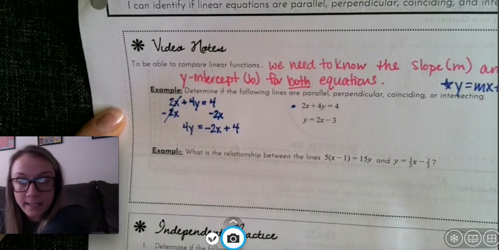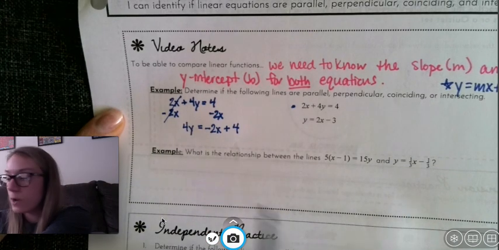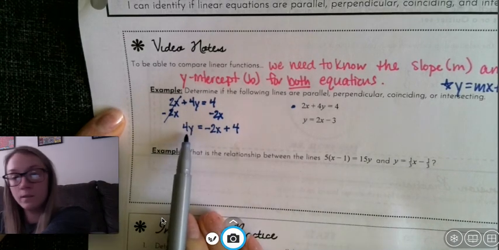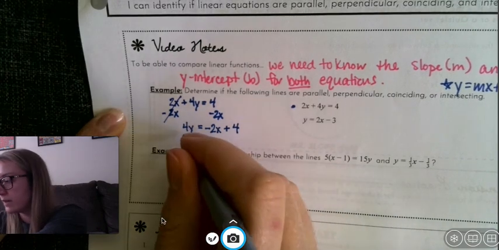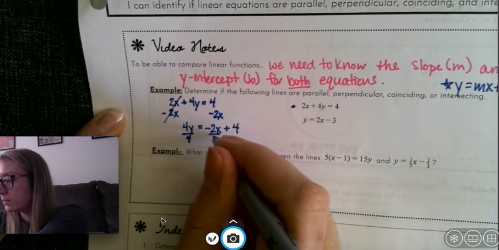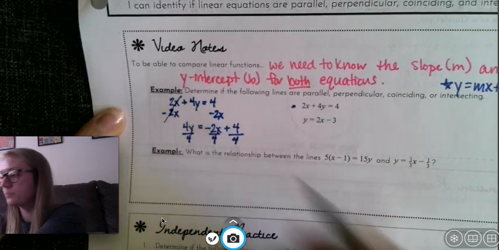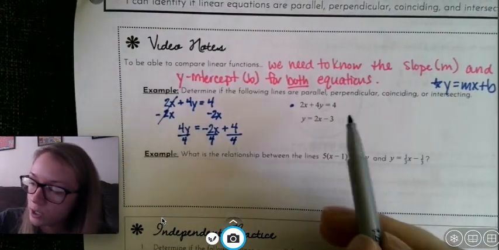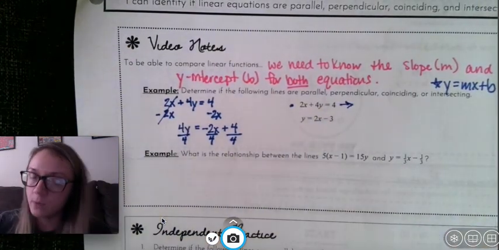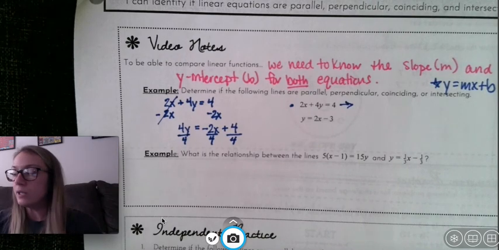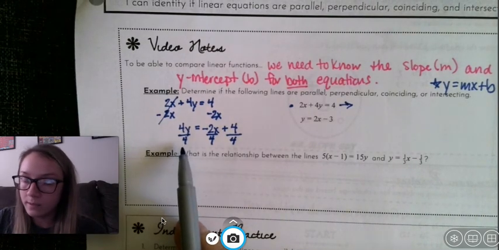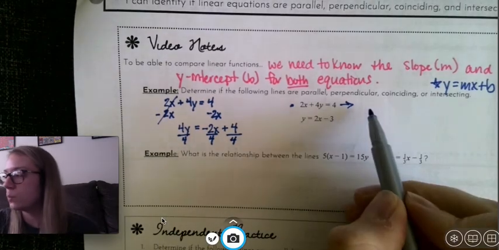My y is not by itself yet, so I want to divide everything by 4 so that I do get y by itself. So I want to divide this by 4, this by 4, and this by 4. And I'm actually going to rewrite it next to this equation because I ran out of room. So 4 divided by 4 is 1, so this ends up being like 1y or just y, so I get y.